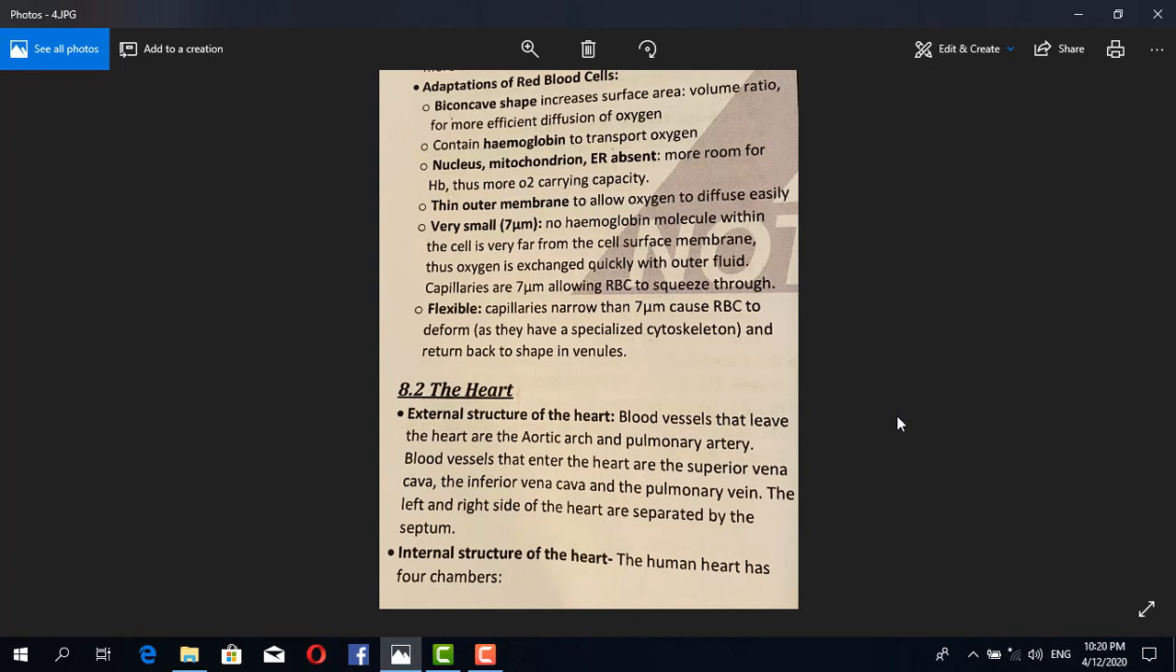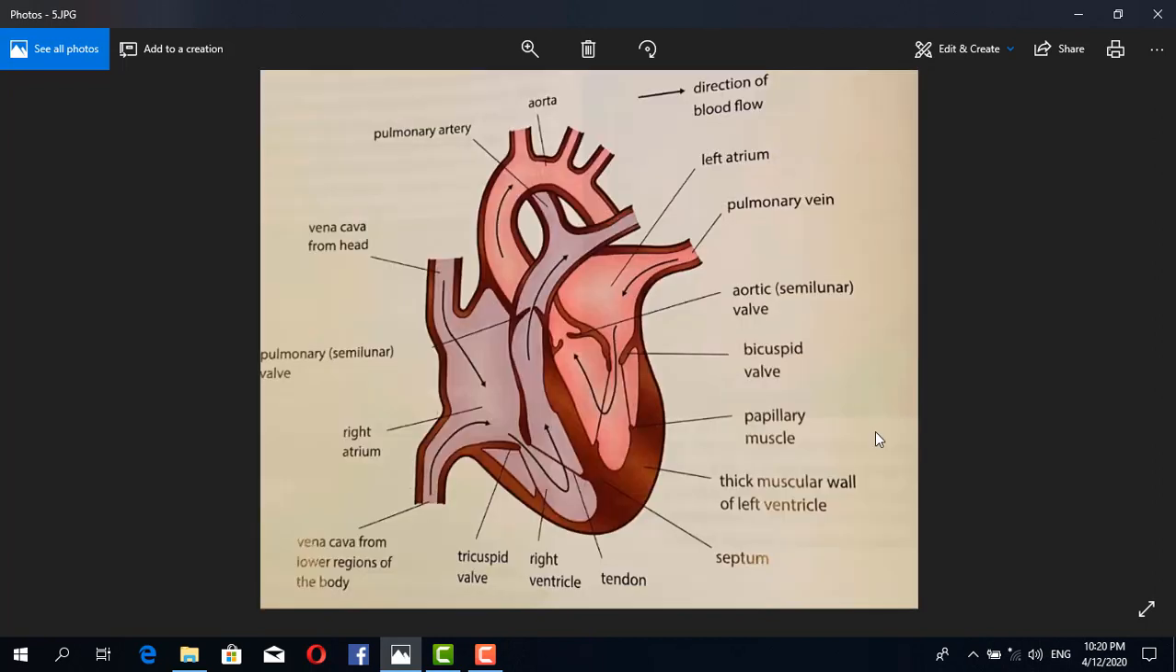The blood vessels that leave the heart are the aorta, the major artery, and the pulmonary artery. The blood vessels that enter the heart are the superior vena cava, the inferior vena cava and the pulmonary vein. The left and the right side of the heart are separated by the septum. Meanwhile, for the internal structure, the heart has 4 chambers, the atria and the ventricles.